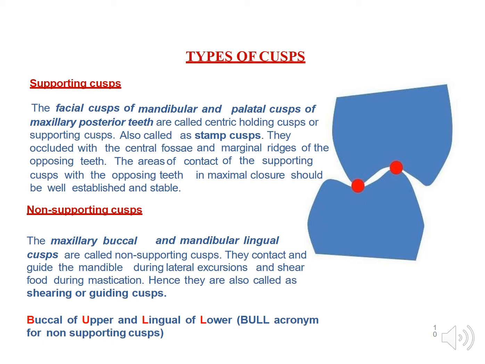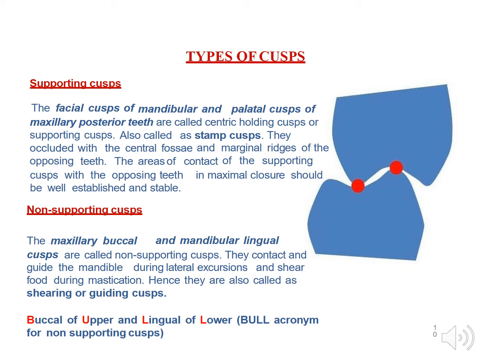The area of contact of the supporting cusps with the opposing teeth in maximal closure should be well established and stable. The next one is non-supporting cusps. What are non-supporting cusps? It is the maxillary buccal and mandibular lingual cusps that are called non-supporting cusps. They contact and guide the mandible during lateral excursion and shear food during mastication. Hence, they are also called shearing and guiding cusps.